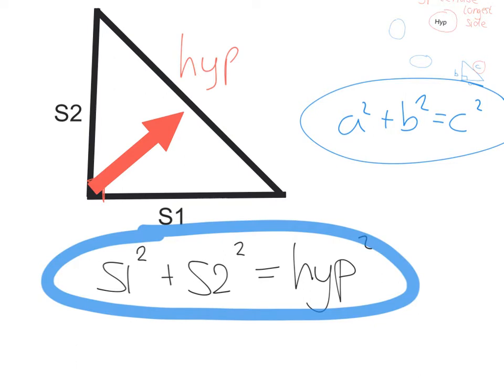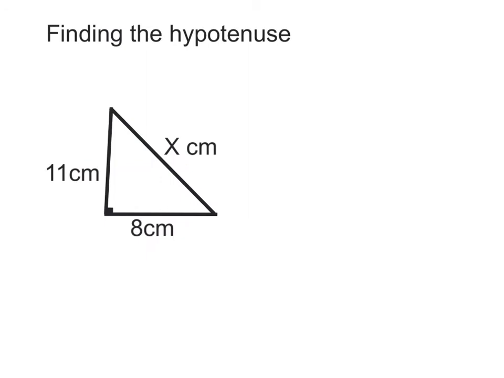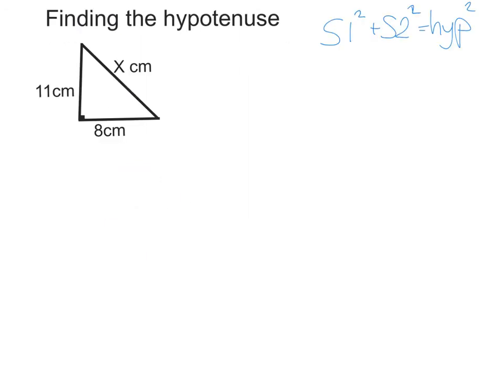Let's try some examples. Okay, the first type of example that we're going to look at is finding the hypotenuse. Now, what I would recommend that you do, as I said, is draw an arrow out of your right angle to identify your hypotenuse. The hypotenuse is the side that matters. Once you've identified it, it doesn't actually matter which one you put as side 1 and which one you put as side 2. I tend to put side 1 at the bottom and side 2 at the side, just to be consistent.